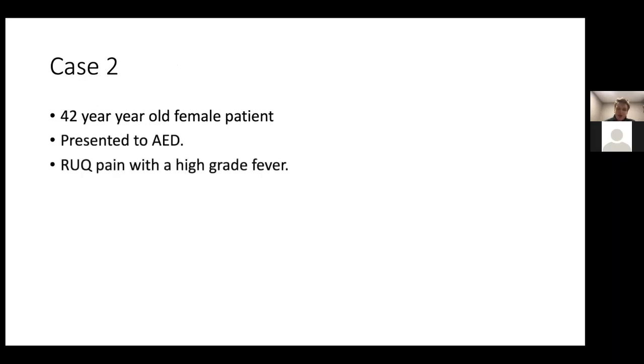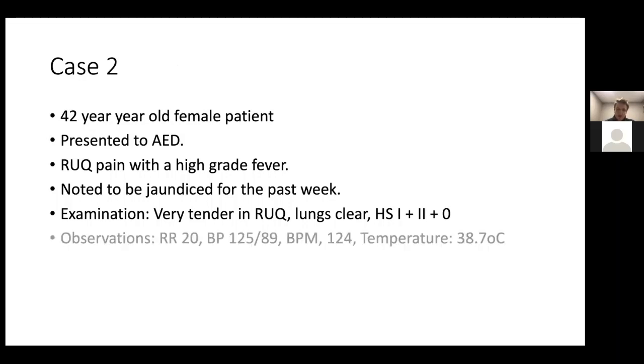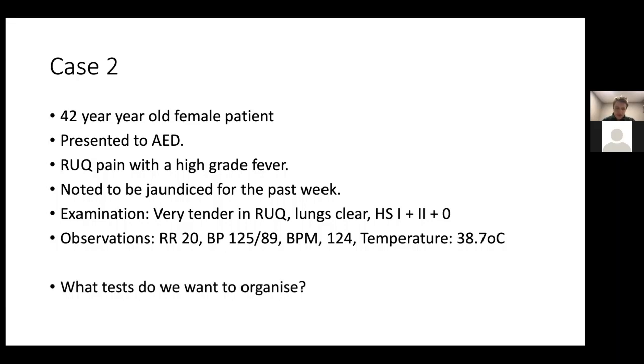So here's a second case. It's a 42-year-old female patient. She comes to the A&E department. She's got right upper quadrant pain, high-grade fever. She notices she's been jaundiced, and she's very tender in the right upper quadrant, but her lungs are clear, heart sounds normal. So there are observations, a bit tachycardic, and she's got a bit of a fever, 38.7. Okay. So just brainstorm what type of tests we would want to organise for this patient.